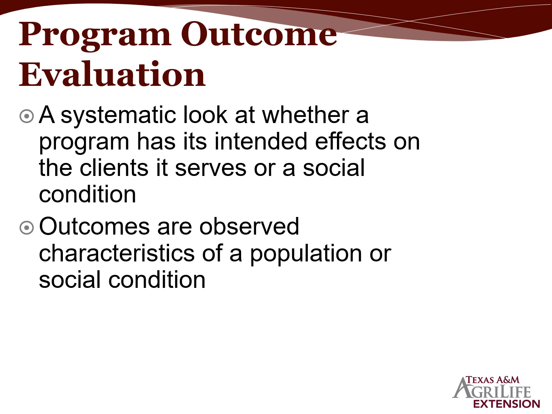So an outcome evaluation is a systematic look at whether this program has had its intended effects on the clients or on the social condition that we intended to impact. In other words, did we do what we said we were going to do? It's all about accountability. And the definition of accountability from our perspective is doing what you said you were going to do. Okay. So think about outcomes as being observed characteristics of the population or the social condition. That's what we're measuring.